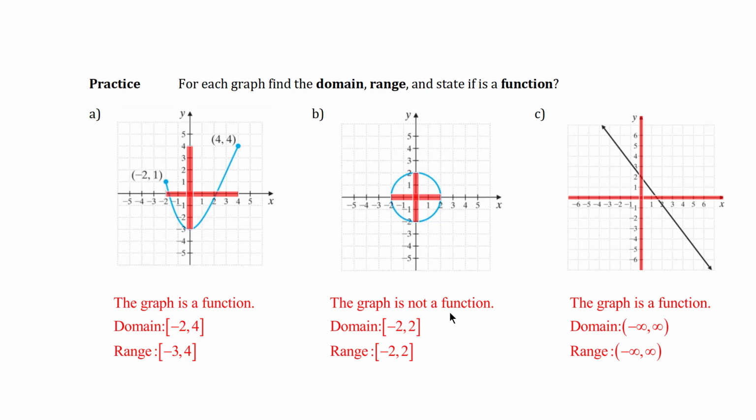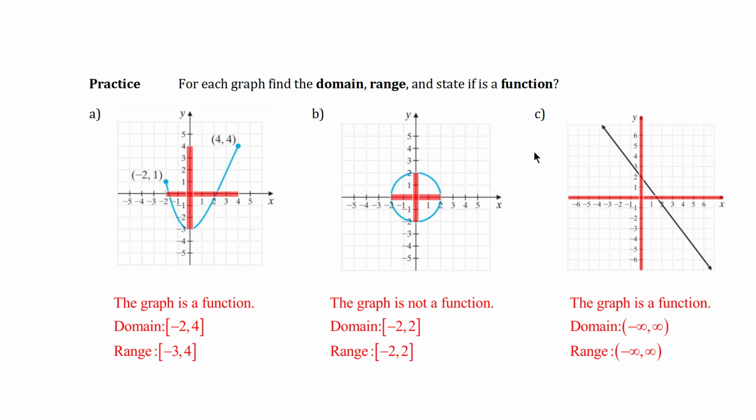For the domain, you can see the smallest x value that this graph uses is -2, and the largest x value is +2. So we write bracket -2, 2, close bracket for our domain. Next, our range, you can see the smallest y value that this graph uses is -2, and the largest y value is +2. So our range is written as bracket -2, 2, close bracket.